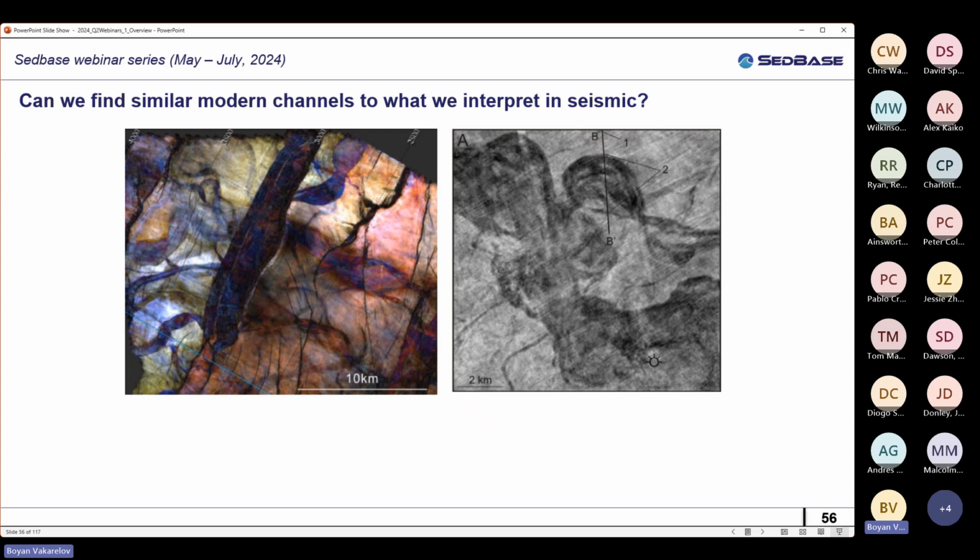A few more examples. Again, some seismic data that we can use. Very often in seismic, we can figure out what the shape of a given channel is. So in this case, we do this on both examples. So this is the channel belt, this entire body, but we can use the channel belt to infer what the shape of the channel is. The moment we have a shape, we have measurements that we can then apply.